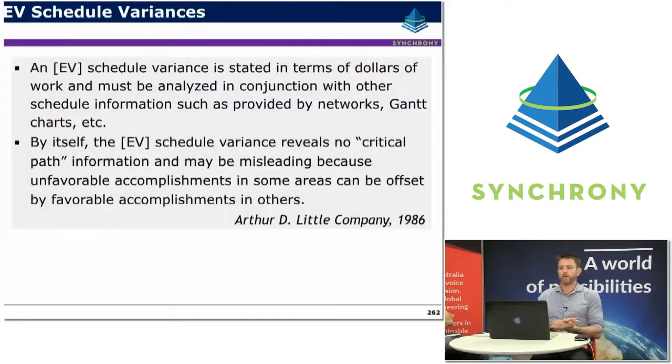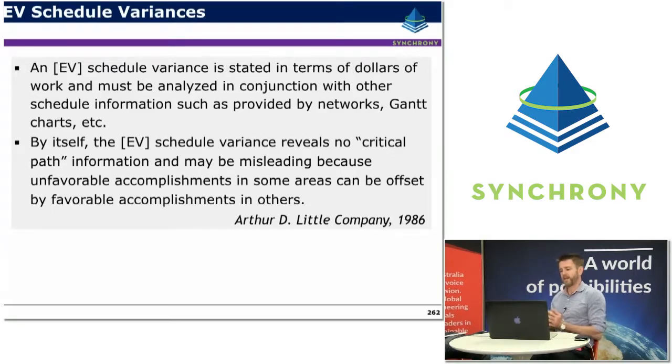So an earned value schedule variance is basically stated in terms of dollars, and it's really important to analyse schedule variances in conjunction with other information such as critical path networks and some of those sorts of things. By itself, earned value schedule variance does not reveal the critical path. So the information can be misleading because unfavourable accomplishments in some areas can be offset by favourable accomplishments in others.